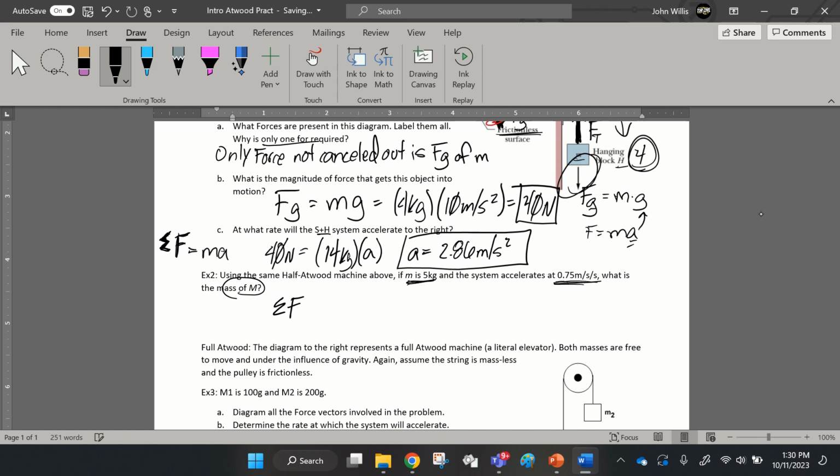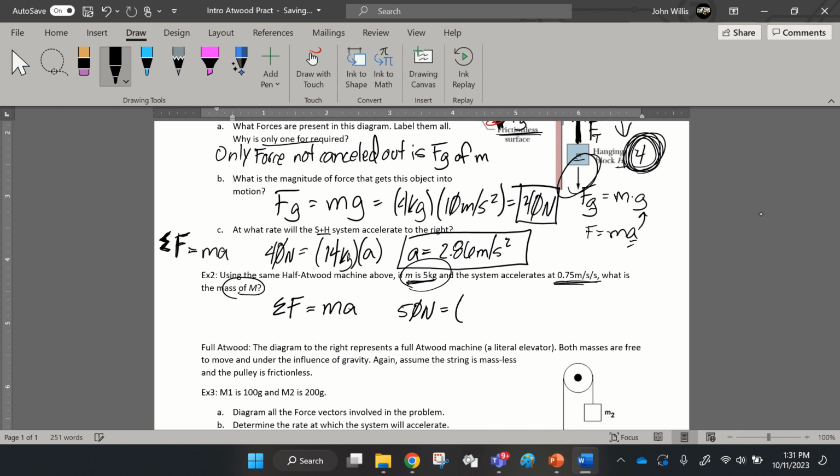Newton's second law states that an unbalanced force, a net force, is responsible for an acceleration. We already know the rate of acceleration, and because we know the mass of the smaller guy, the hanging mass, we also know the weight that is hanging over the edge. So the force of gravity from that hanging mass is going to be 50 newtons.